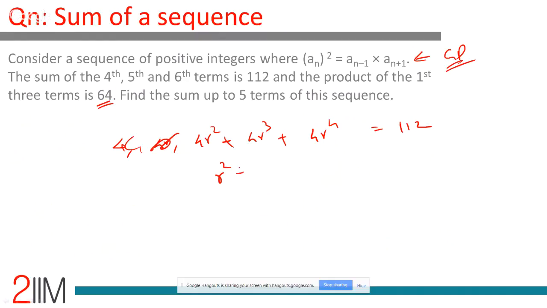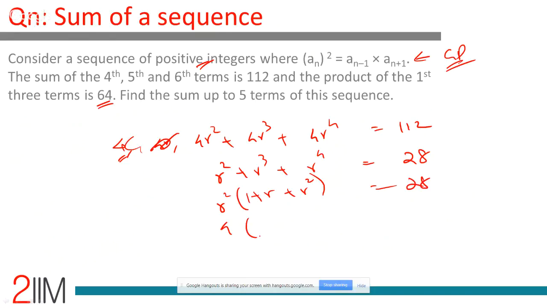Or r square plus r cube plus r power 4 is 112 by 4. 112 by 2 is 56, this is 28. What are we looking at here? We're told that the terms are positive integers. One of the terms is 4. Likely that other terms are also integers. Likely that r is an integer. R square into 1 plus r square is 28. R is 2. 4 into 1 plus 2 plus 4 is 28.